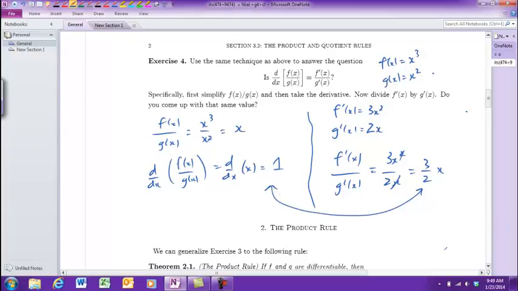And these two are not the same. 1 is not equal to 3/2 x. So our answer here is no. We do not come up with the same value. So this is not a correct rule. And we'll come up with the correct rule later. That's called the quotient rule.